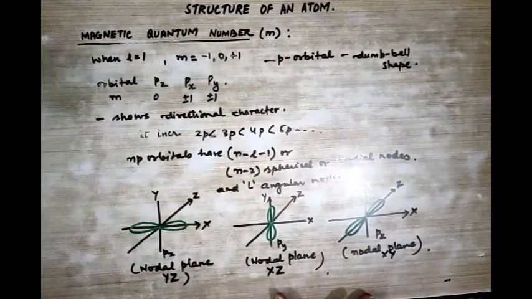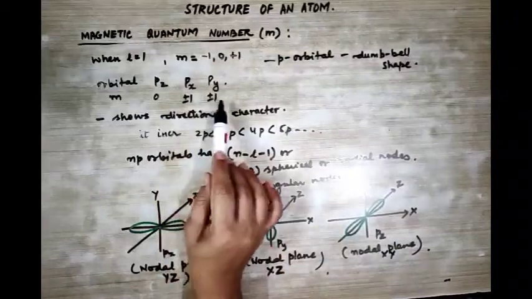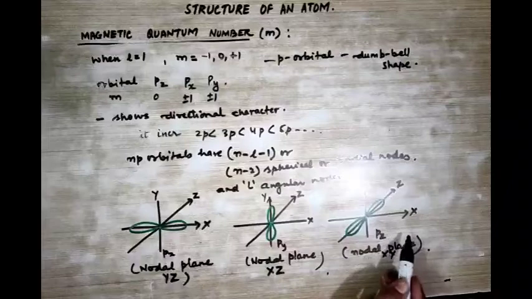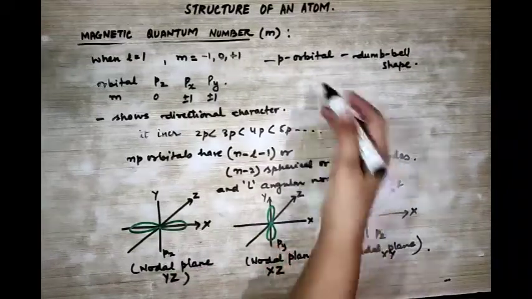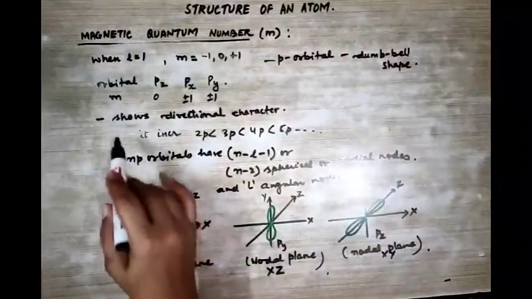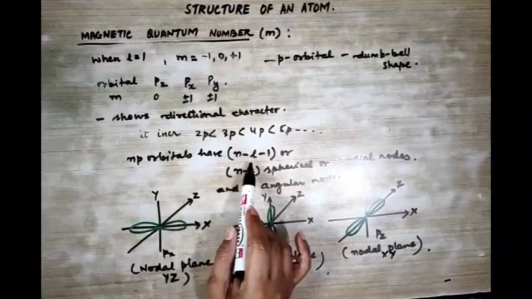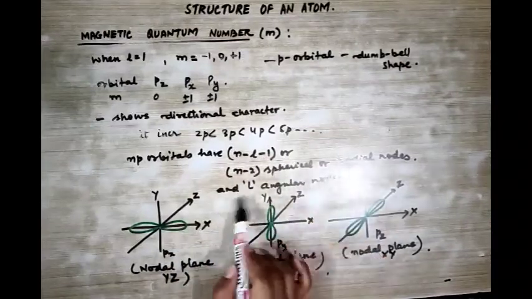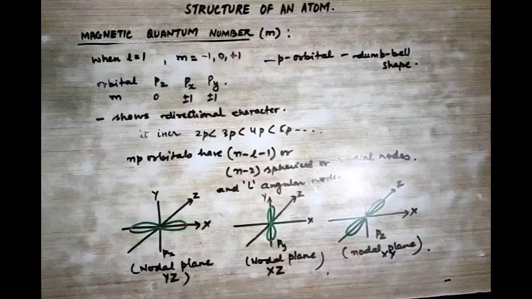The p orbitals are clear, the shapes are clear, the dumbbell shapes of three types, px, py and pz. Why are they called px, py, pz, and what is the nodal plane? Everything is clear. What shape do they show? Dumbbell shape. They show directional character. Then np orbitals have n minus l minus 1 or n minus 2 spherical or radial nodes and l angular nodes. Okay. We next move to the next orbital.